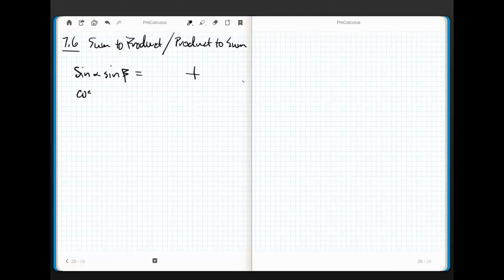Or let's say that I've got cos alpha, cos beta, and I want to turn that into something with a plus. Or if I have sine alpha and cos beta, and I want to turn that into a sum. So I'm taking a product and I'm turning it into a sum.